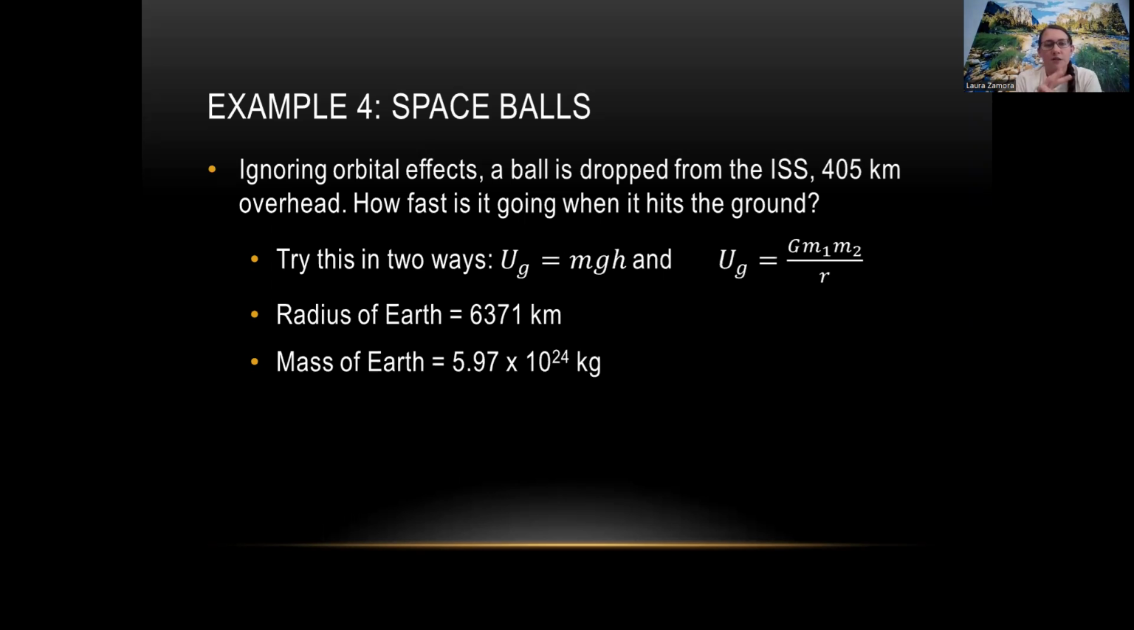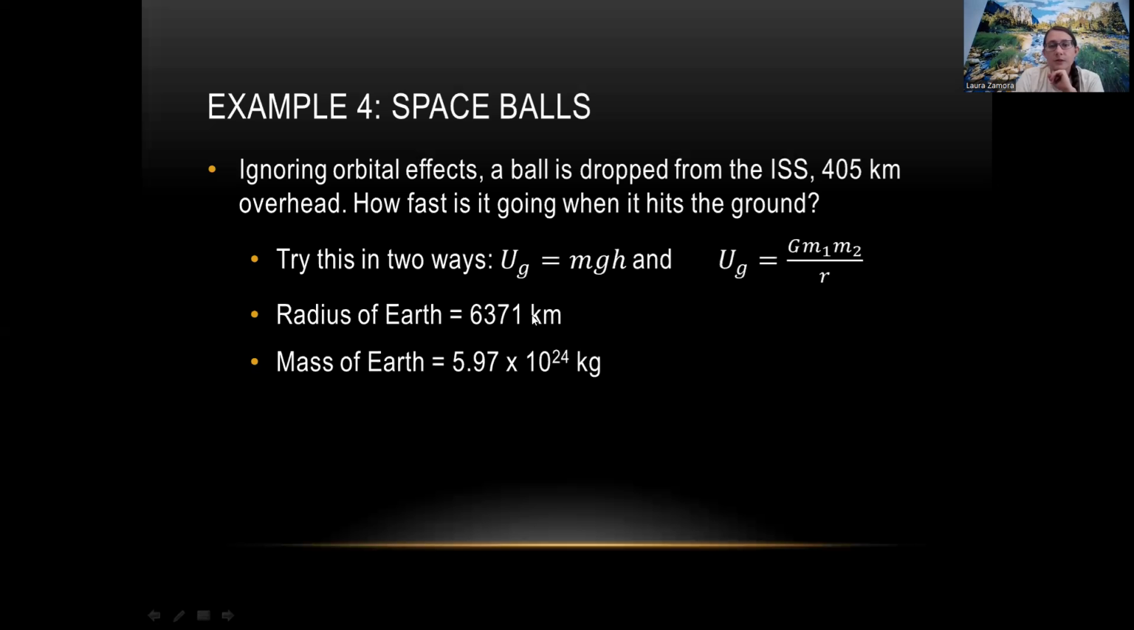Okay, so Spaceballs is our example 4. If we ignore orbital effects and we just drop a ball from the International Space Station, which is 405 kilometers overhead, how fast is it going when it hits the ground? We're going to try this 2 different ways. First, using our old equation for gravitational potential energy, and now using our new equation. There's a negative sign missing in there. Sorry about that typo.